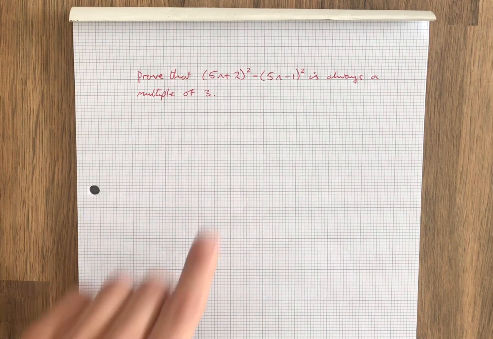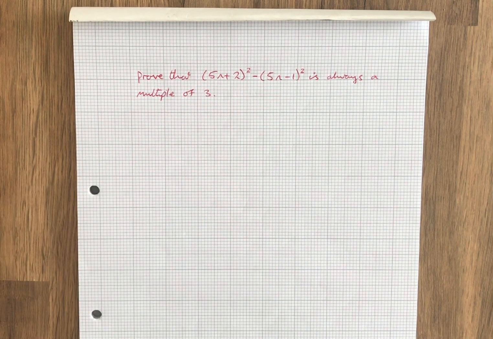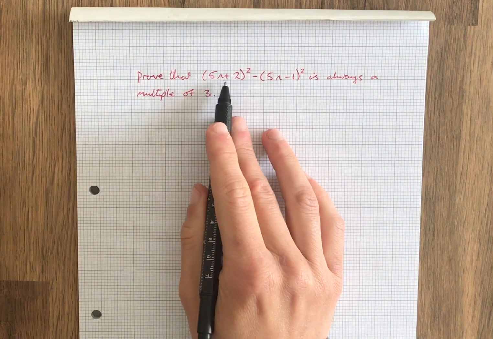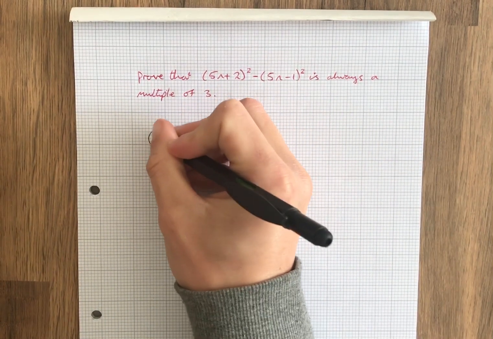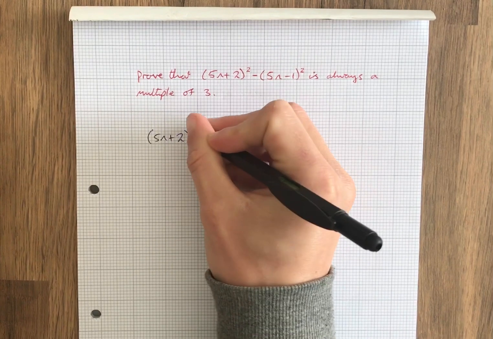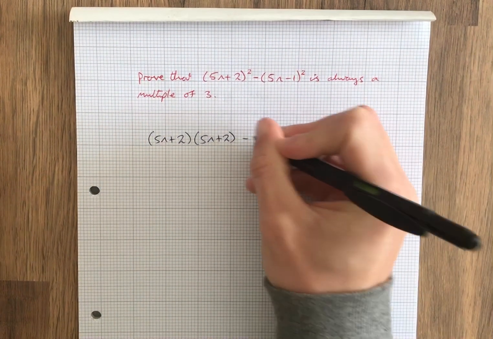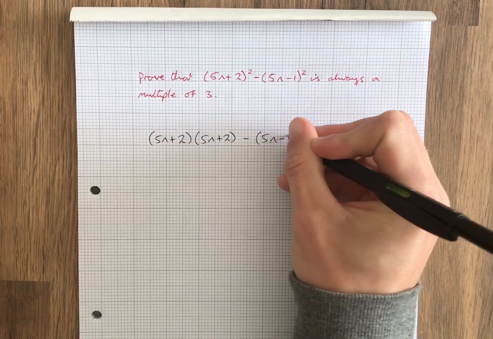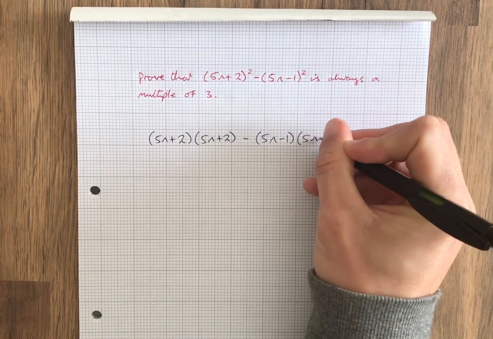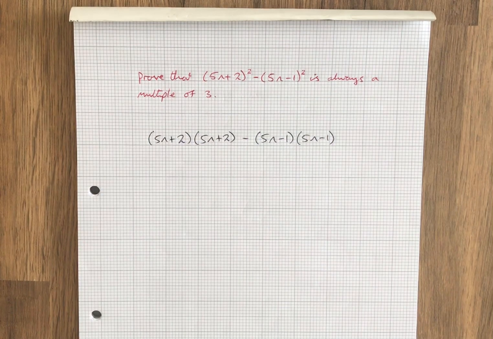But firstly, obviously, we're going to need to expand these two. Now, the key thing to recognise is that if I've got 5n plus 2 squared, that's exactly the same as writing 5n plus 2 times by 5n plus 2. And then we're going to take away 5n take away 1 times by 5n take away 1. So that's actually what we're looking at trying to calculate.